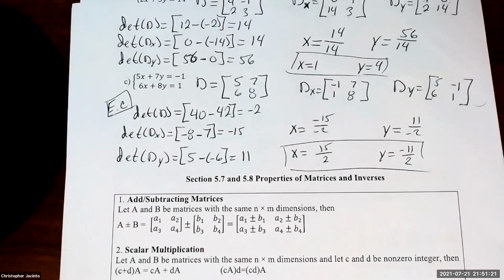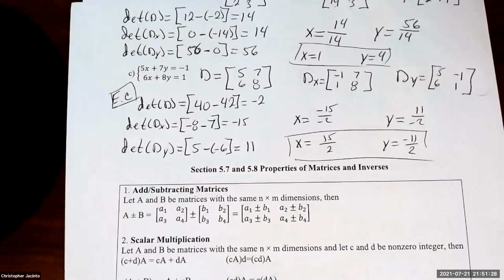All right, so any questions on finding determinants, Cramer's rule, anything like this?